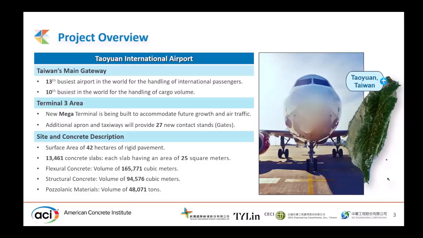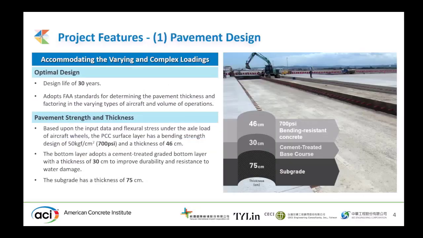Therefore, the content of this project includes a surface area of 42 hectares of rigid pavement, 30,000 concrete slabs. Each slab is around 5 by 5 meters. And also the volume of the fractured concrete is 165,000 cubic meters. Structured concrete, 94,000. Let me introduce the features of this project with some slides.